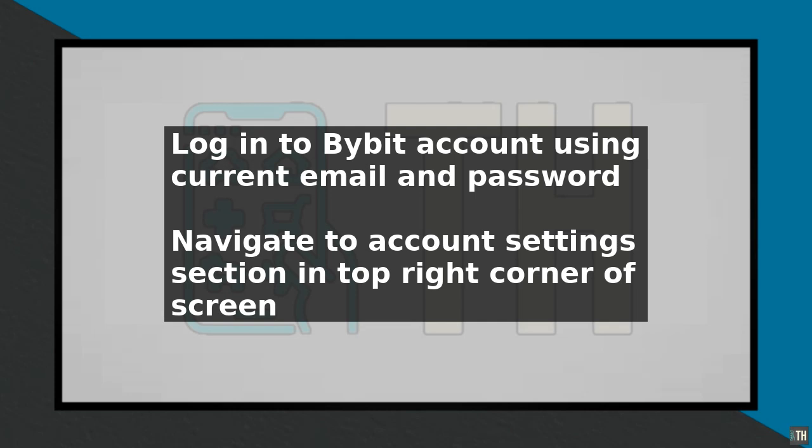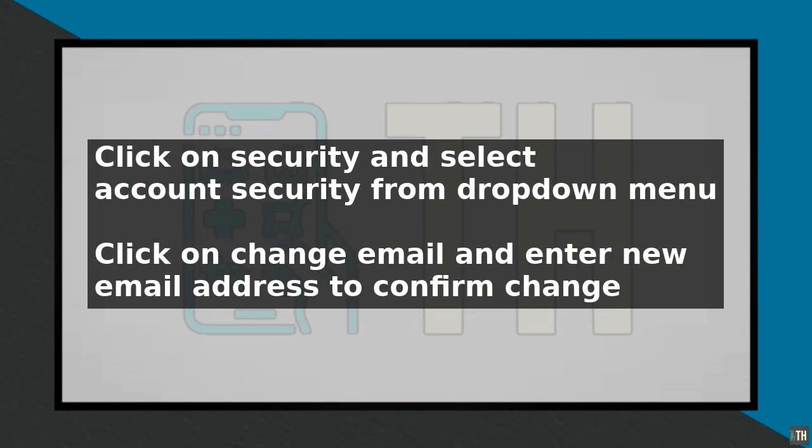Step 1 is to log in to your Bybit account using your current email and password. Once logged in, navigate to the Account Settings section, usually found in the top right corner of the screen. Here, you will see various options related to your account management.